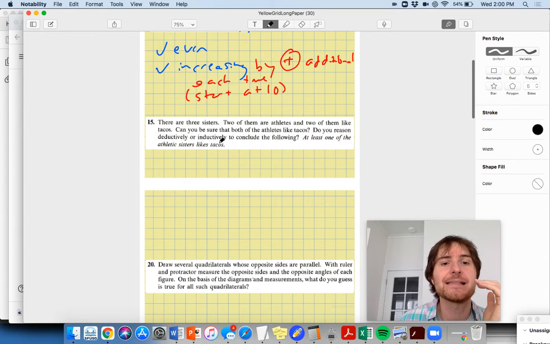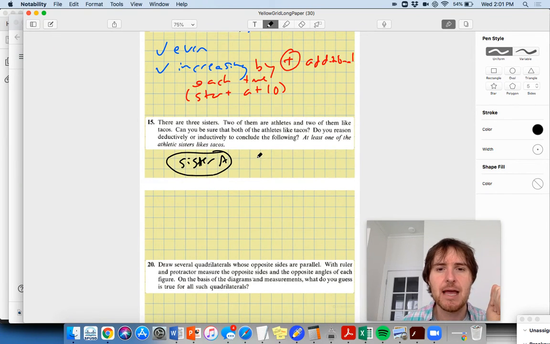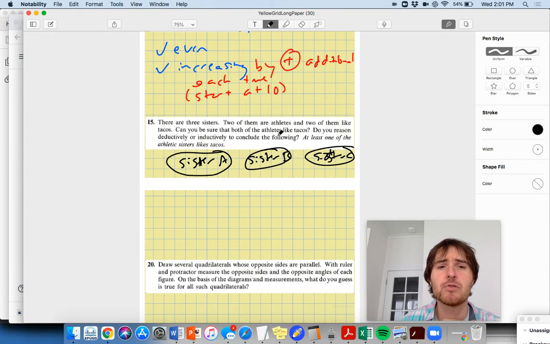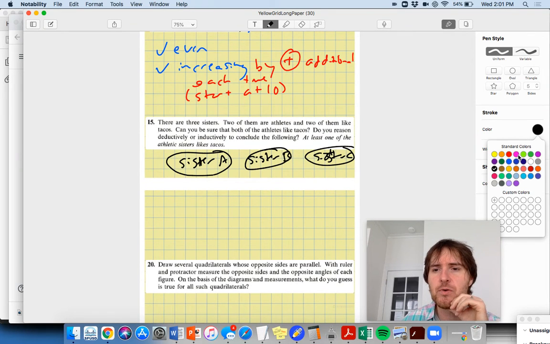Here's another one. It says, there are 3 sisters. We got sister A, we got nuns here, those are sisters, sister A, and then sister B, and then sister C. 2 of them are athletes and 2 of them like tacos. Can you be sure that both of the athletes like tacos? So maybe we'll address that first. That first question here is this.